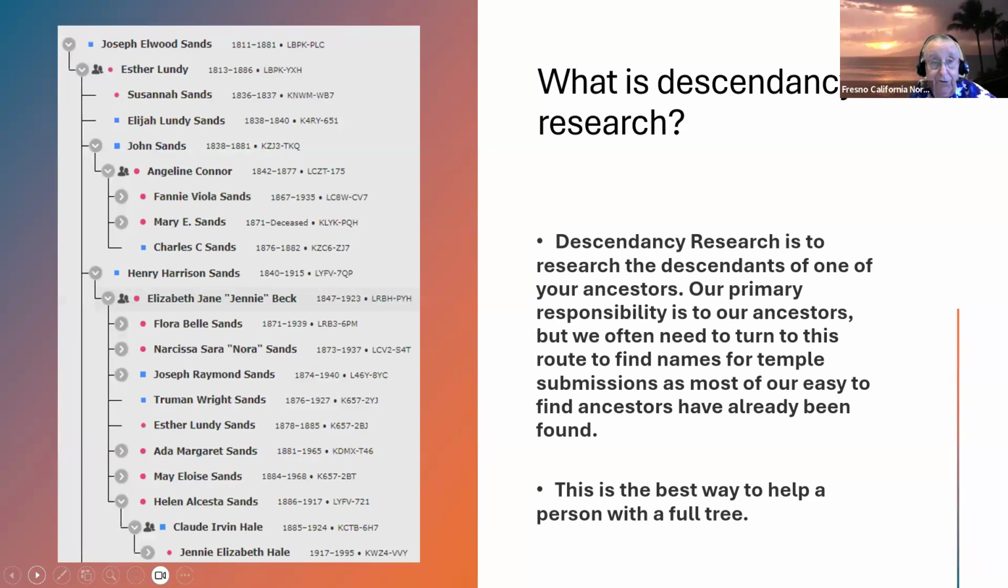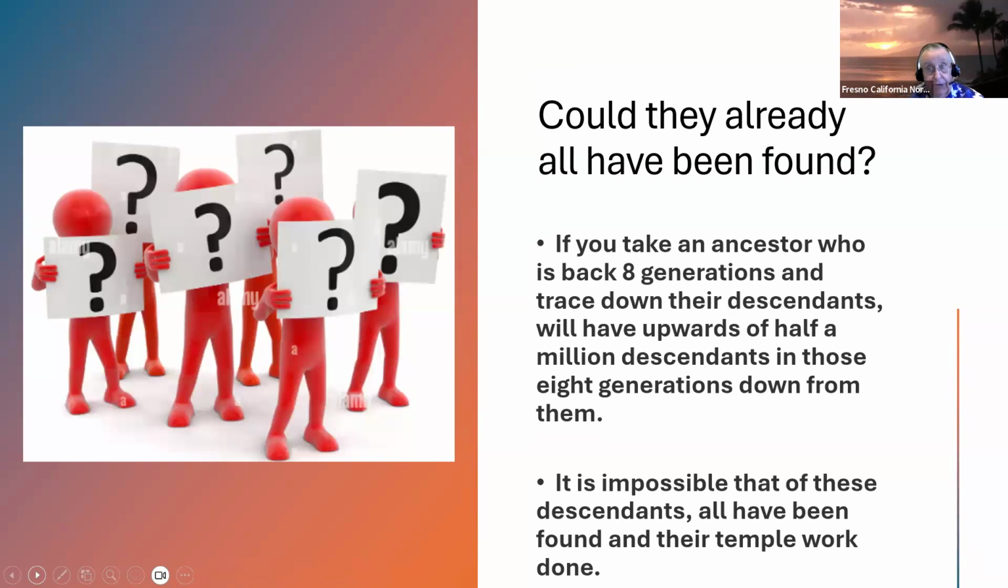And so you have to turn the other direction and start looking at the cousins, the aunts and uncles and cousins and all those to try to find people to add into tree. So the question might come, could they all already be found? So your family's an old-time LDS family, and they've been doing this research forever. The tree's full. What about the descendancy part of the tree?